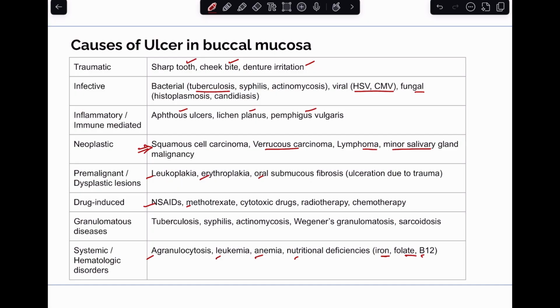So these are all the list of causes. The moment a patient comes to you presenting with an ulcer in the right cheek, instead of jumping to conclusions, we are just going to think of this list first. Then we'll proceed to ask more questions associated with it and try to rule out a lot of these causes and come to a diagnosis.